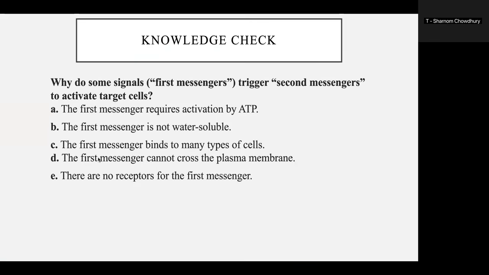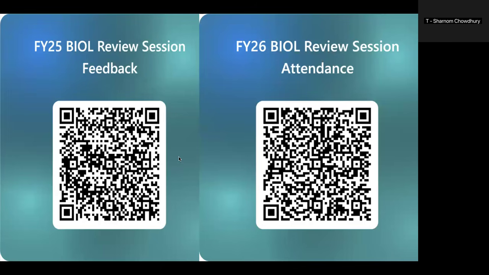So yeah, because the first messenger cannot cross the plasma membrane, it triggers secondary messengers to then activate whatever target cell it requires. And then, okay, so yeah, that's everything.